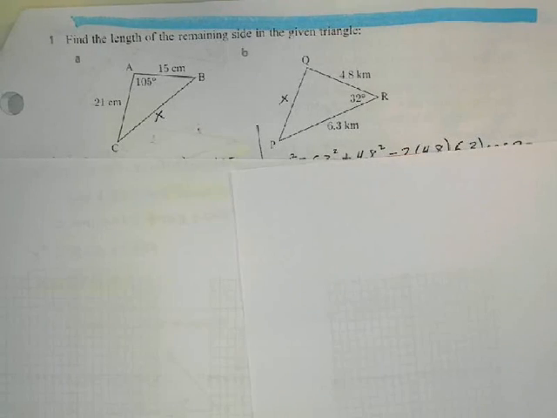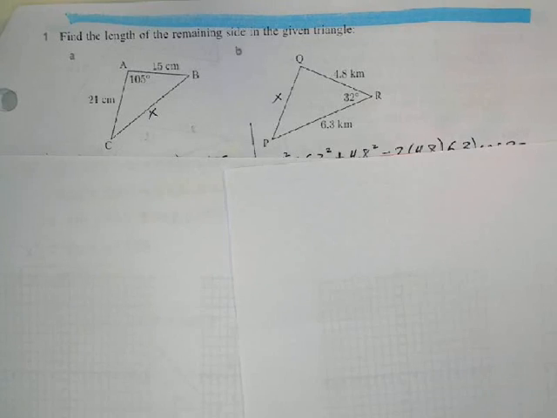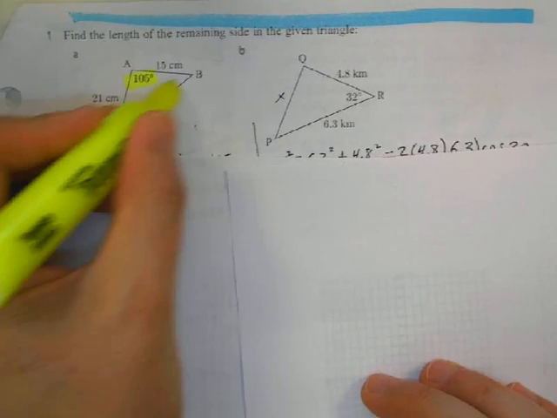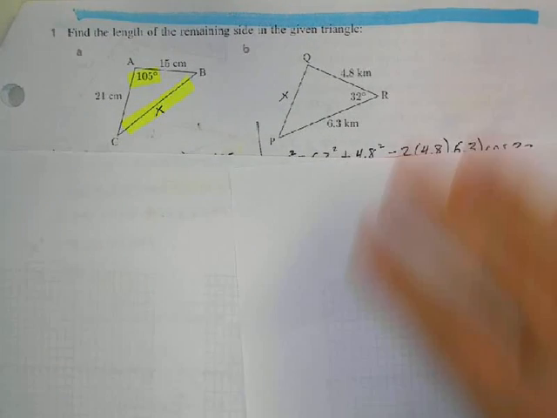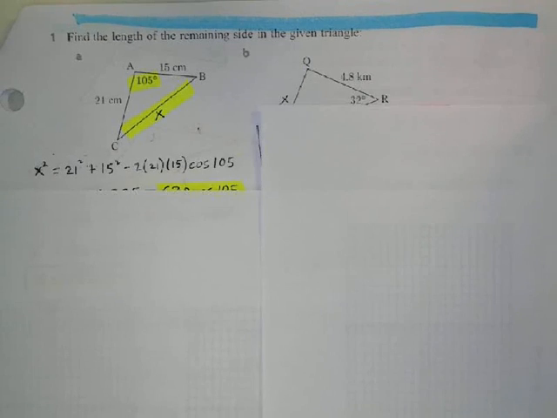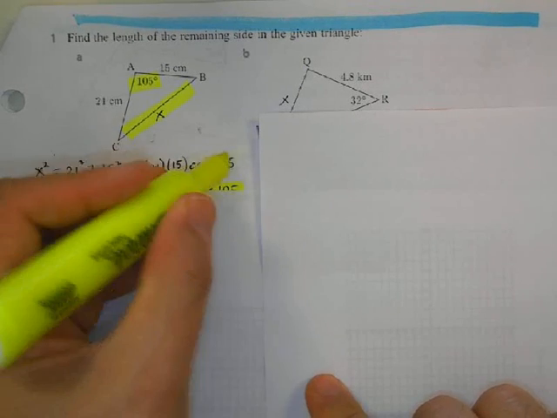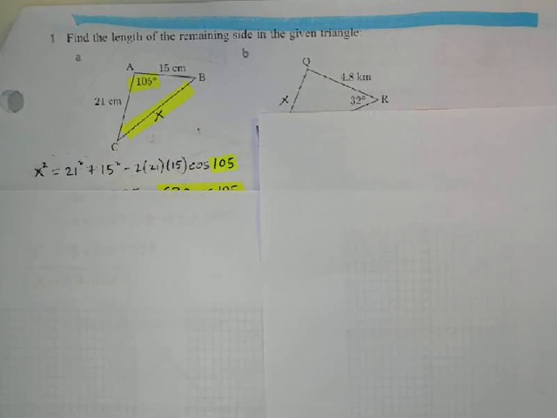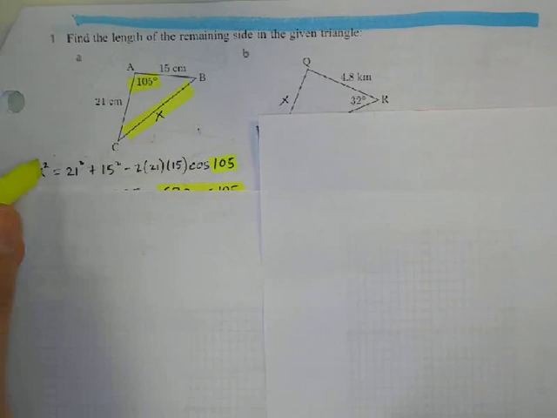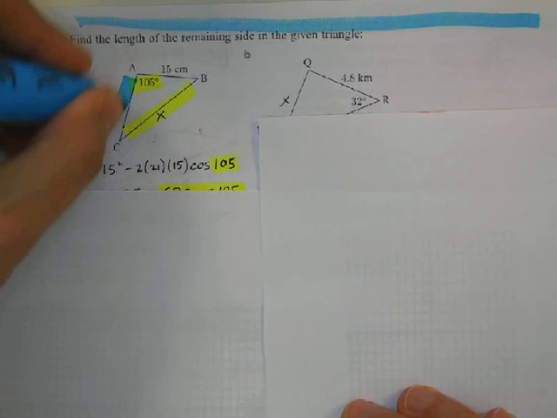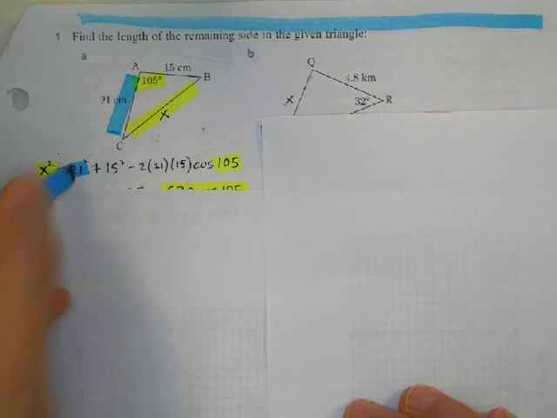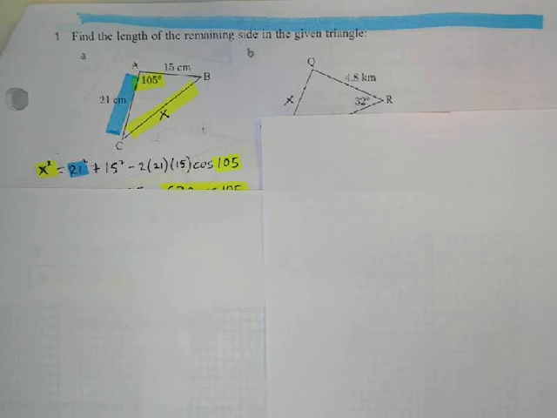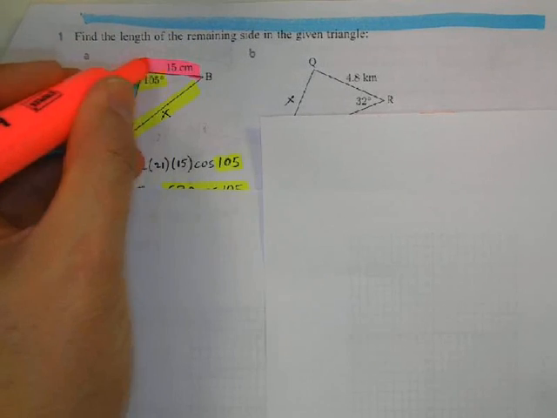So our angle, and we're trying to find this. So we've got the 21 squared plus the 15 squared.